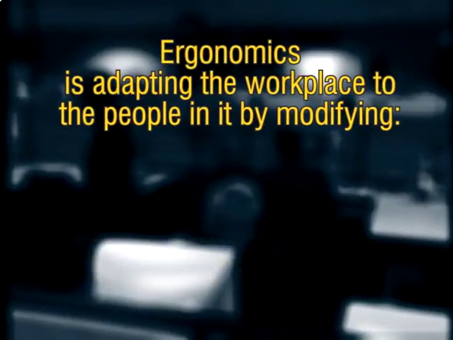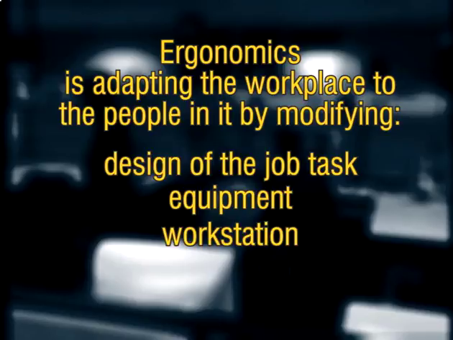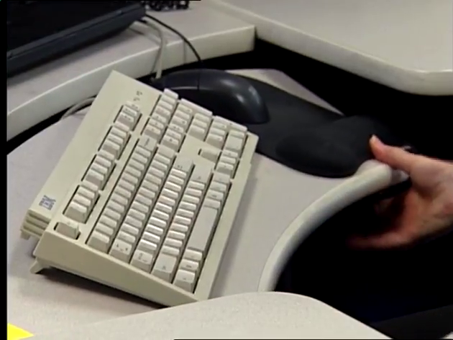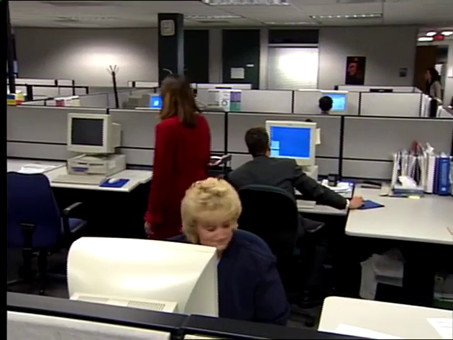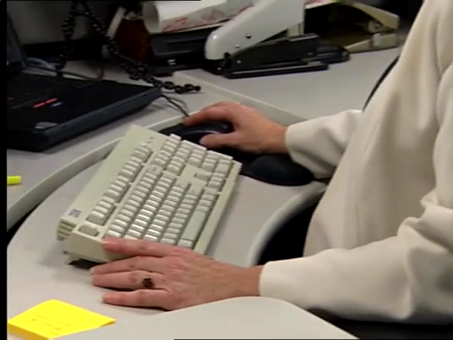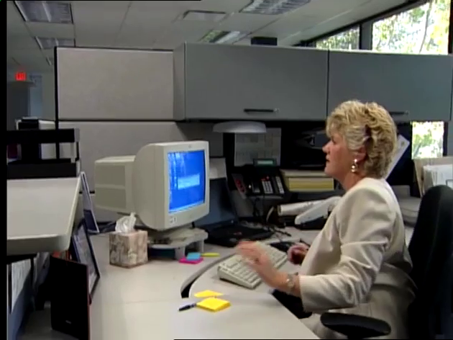Ergonomics is the process of adapting the workplace to the people in it by modifying the design of the job task, equipment, workstation or environment. Good ergonomics can greatly reduce the risk of injury to individuals in the workplace. Bad ergonomics can make those injuries much more likely. Since most people who work in an office spend the greater part of their time at desks and computers, seating arrangements, posture, and the position of monitors and light sources all have an effect on the health of the individual.